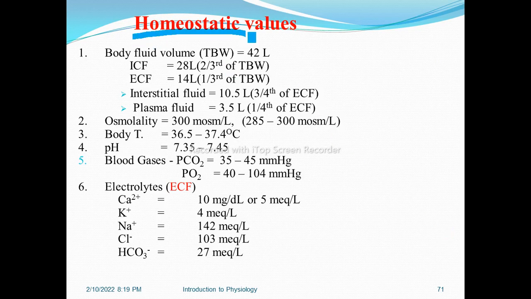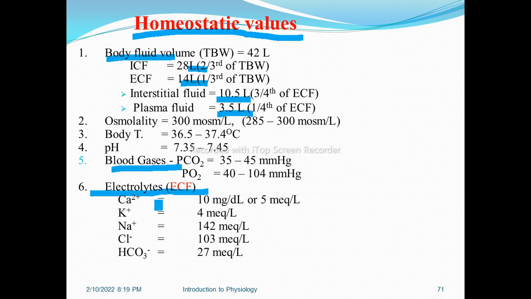Now I will show you the homeostatic values. Body fluid volume is 42 liters, intracellular fluid is 28 liters, extracellular fluid is 14 liters, interstitial fluid is 10.5 and plasma is 3.5 liters. Osmolality is 300, body temperature is between 36.5 and 37.5, and pH is between 7.35 and 7.45. These are the normal values. Blood gases: partial carbon dioxide is between 35 and 45 millimeters of mercury. Partial oxygen is between 40 and 104 millimeters of mercury.